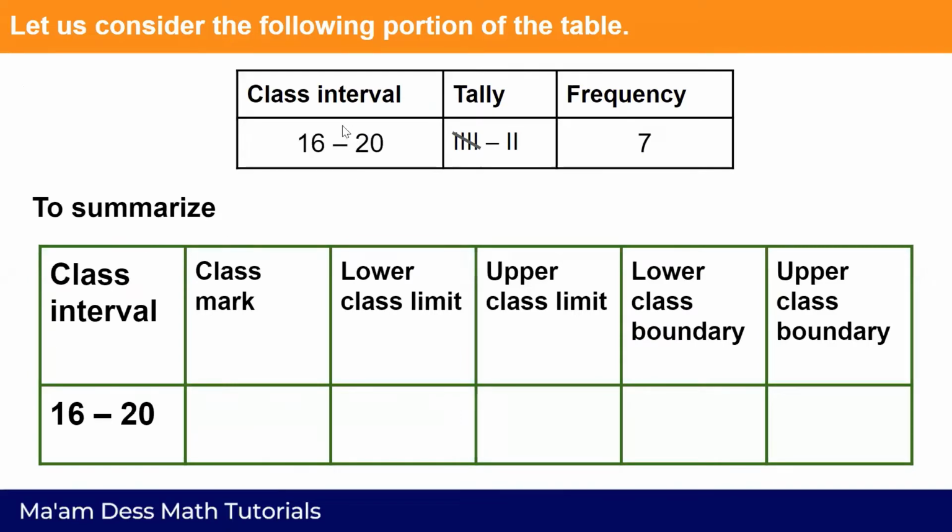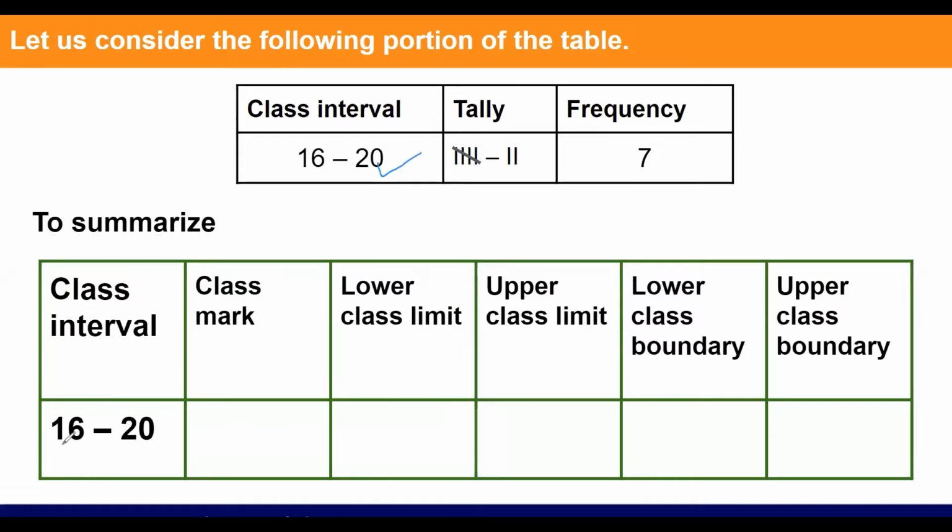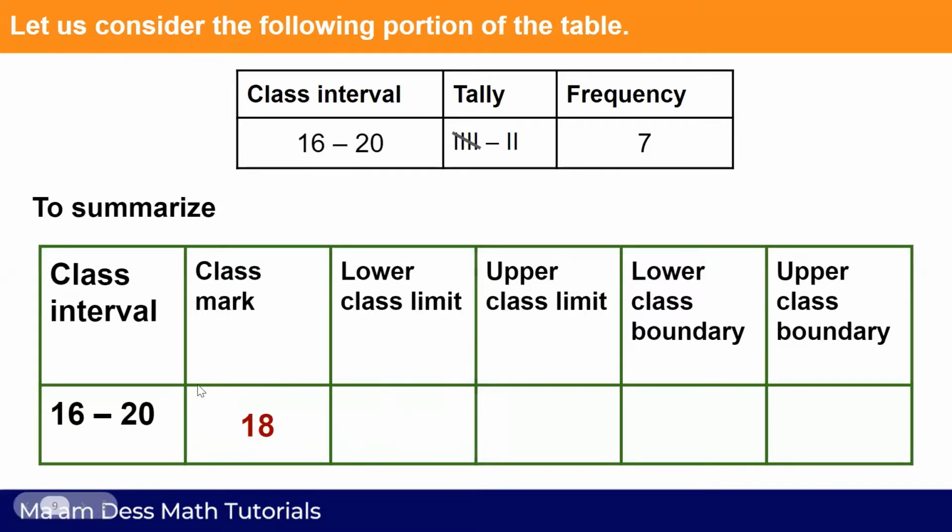Okay, so to summarize, from the given class interval, 16 to 20, let's find out what is the class mark. Ano po kaya ang class mark ng 16 to 20? Okay, we have 18. And then, lower class limit, in 16 to 20, we have 16. Upper class limit, we have 20. And then lower class boundary, we have 15.5 and the upper class boundary is 20.5.